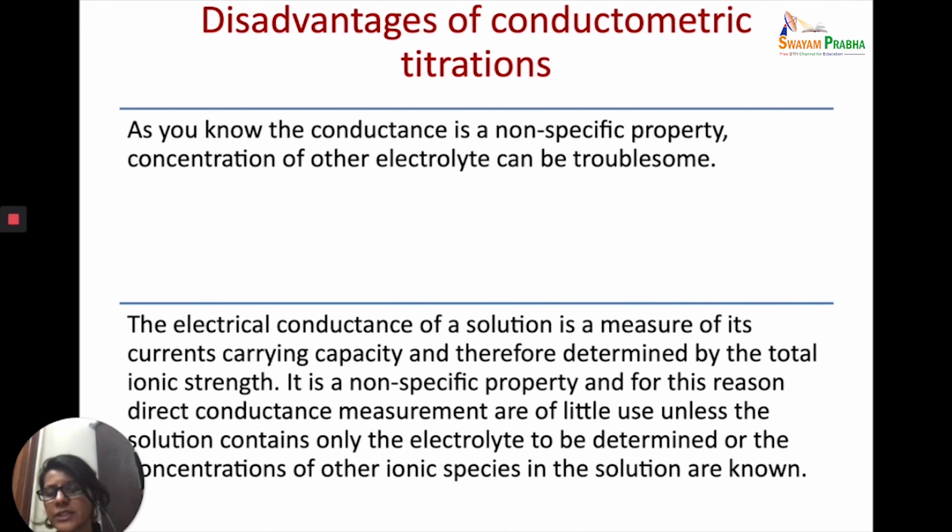Now let's look at the disadvantages. The disadvantage is that it is a non-specific property. Because it is a non-specific property, if by mistake you have added a solution which should not have been there, then the conductance of the solution is going to depend upon both the solution that you wanted to analyze and the solution which has just come by mistake.